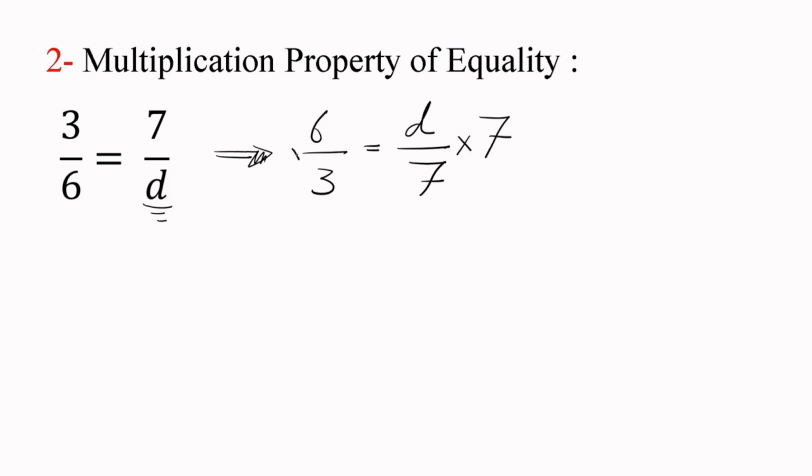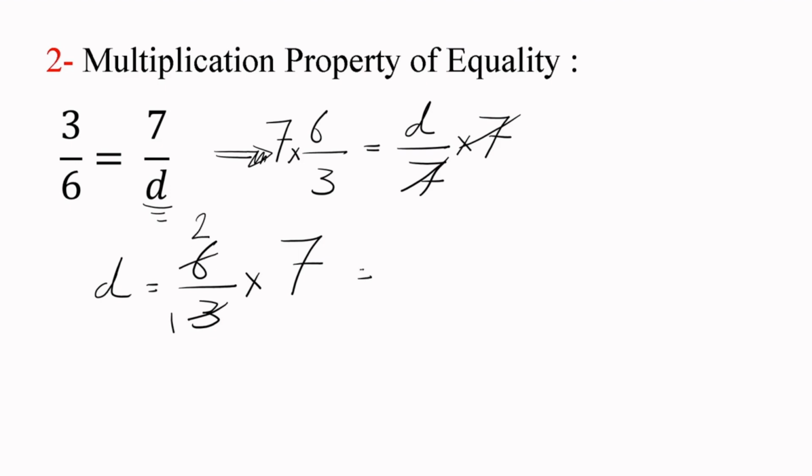And I must do exactly the same with the first side. These two will be cancelled by each other out. I'm going to have d is equal to 6 over 3 times 7. As you can guess, these two will be cancelled by 3. It's going to be 2. 2 times 7 will be 14.